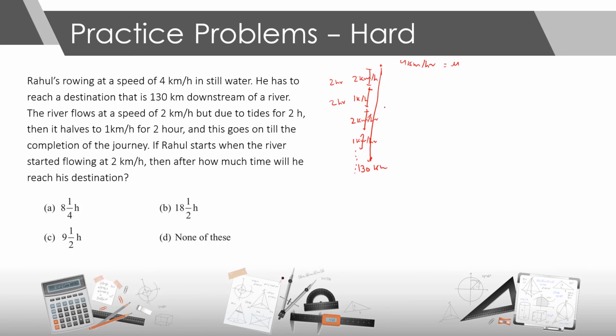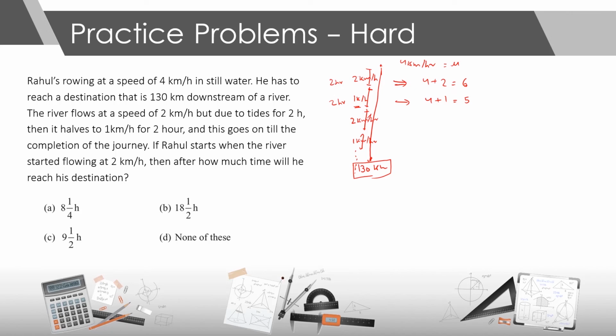Now the distance that he is going to travel is 130 kilometers, and while he is traveling this distance, these cycles are going on and we have to find out how long he is going to take to reach the destination. So when the speed of stream is 2 kilometers per hour, his effective speed is going to be u plus v, which is 4 plus 2, that is 6 kilometers per hour. Then for another 2 hours, his speed is going to be 4 plus 1, which is 5 kilometers per hour.